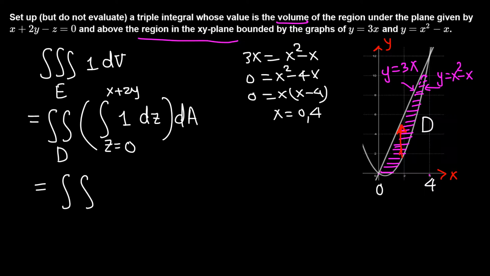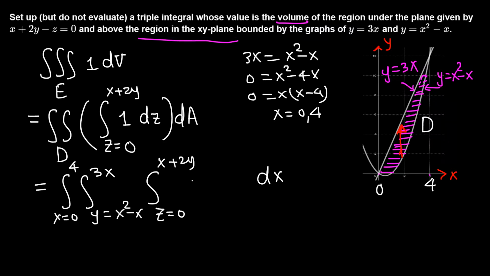That means x goes all the way last, this arrow 0 to 4, x from 0 to 4, and y from the lower curve x squared minus x to the upper curve 3x, and we already figured out z equals 0 through x plus 2y, 1 dz, and this is dy dx, by the way, this dA is dy dx. We can easily evaluate it if we have to, but in this question we just leave it here as final.